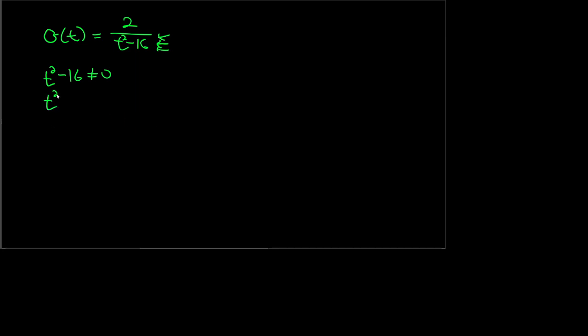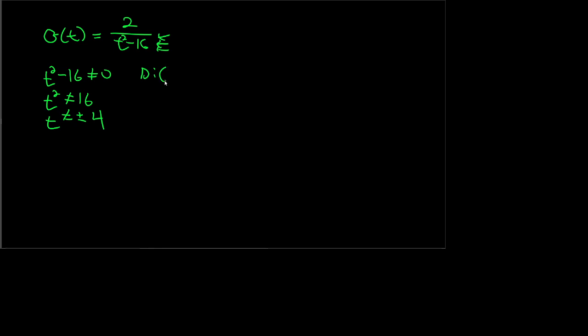And if I solve this, if I take the square root of both sides, I get plus or minus 4. When we take a square root in solving things, we get the plus and minus, and so this cannot be plus or minus 4. So I get all other real numbers.